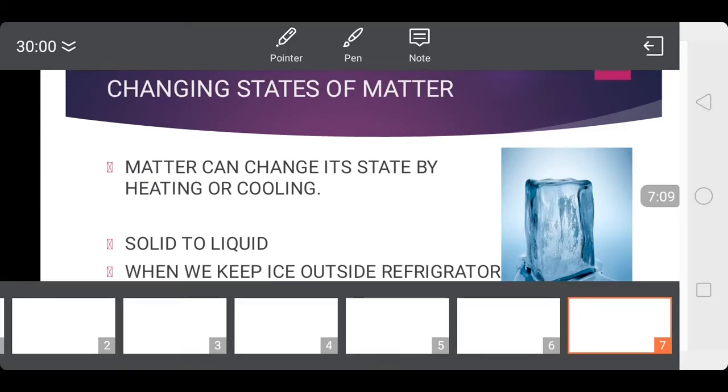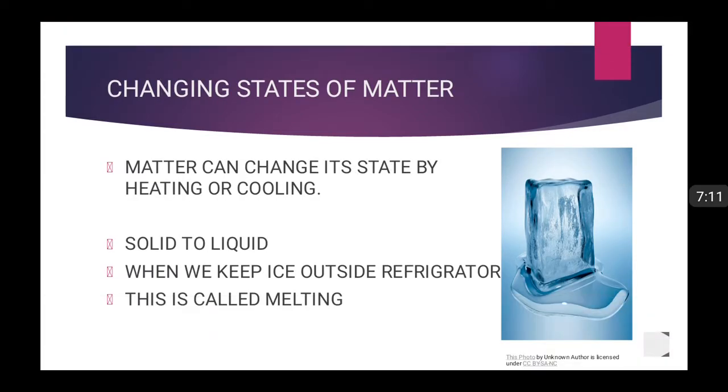So far we have studied three states of matter, that is solids, liquids and gases. Now our topic is changing states of matter. It means we will change one state of matter into another. So matter can change its state by heating or cooling. How will you change that state of matter? Either by heating or by cooling. How? This we will learn by taking different examples.